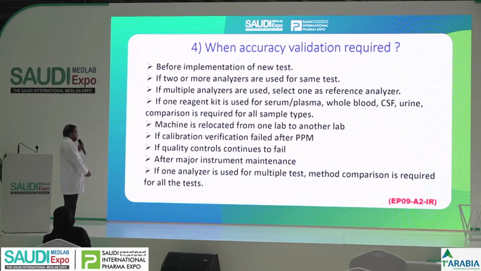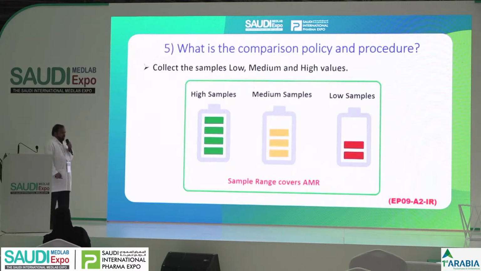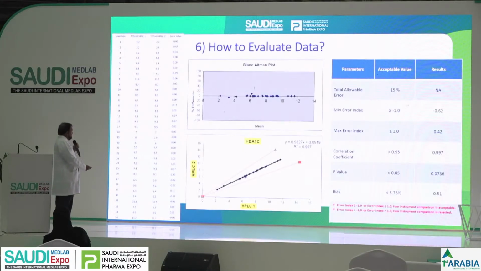And there are so many other things. The most important thing, which is the most common error that I have seen so far, I have seen almost 500 different method validations from different labs, from my lab, from other labs. The most common problem is the problem of the sample size.